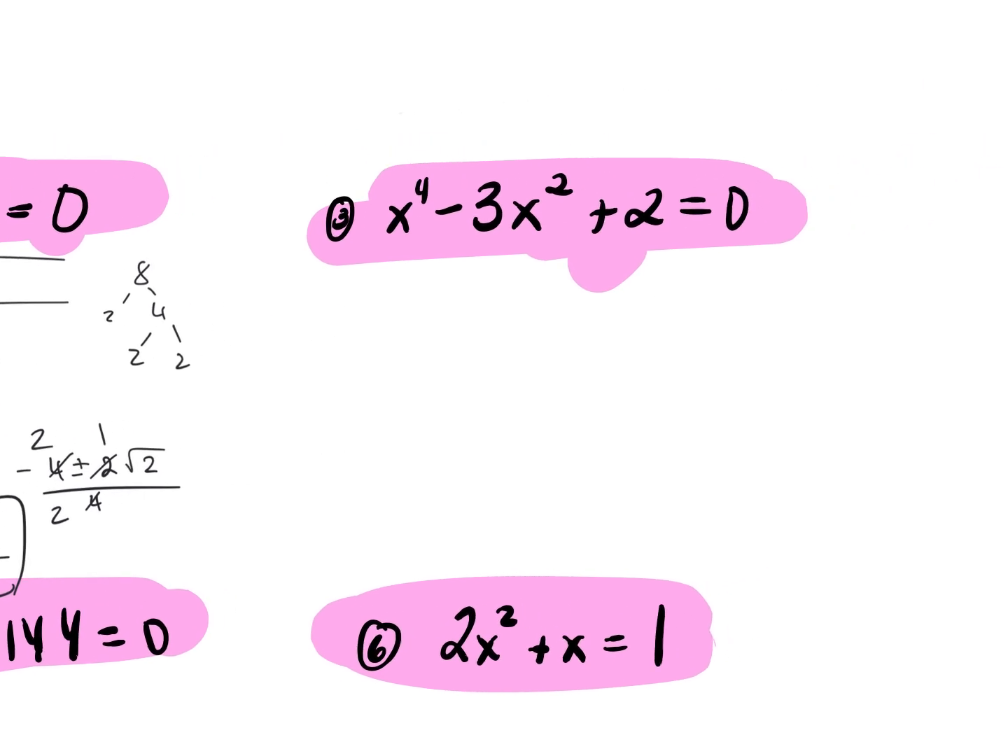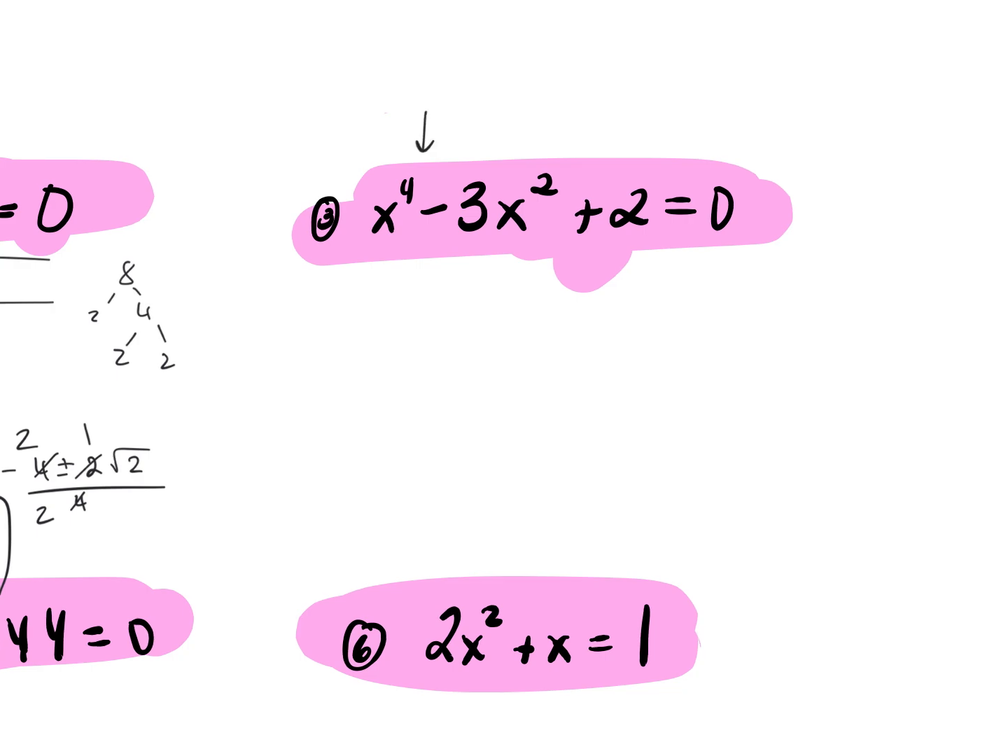Now for number 3, notice we have an x to the 4 and an x squared. Usually you have an x squared and a singular x, but because this is just a multiple of the x's, we can still work them out as if they were normal factoring. So what factors of 2 add up to negative 3? Well, negative 2 and negative 1 add up to negative 3, and they multiply to positive 2.